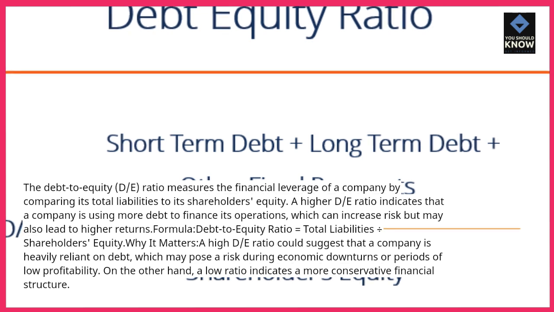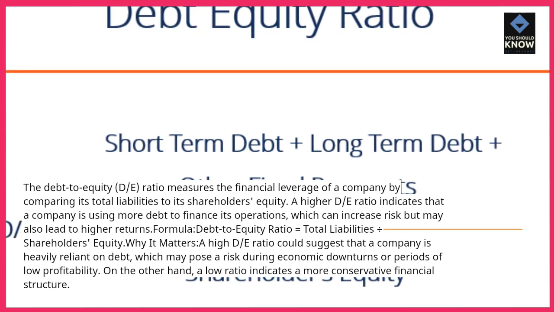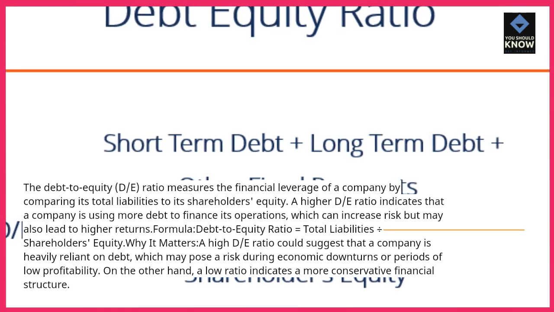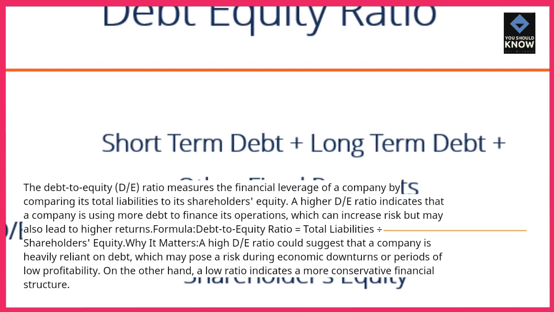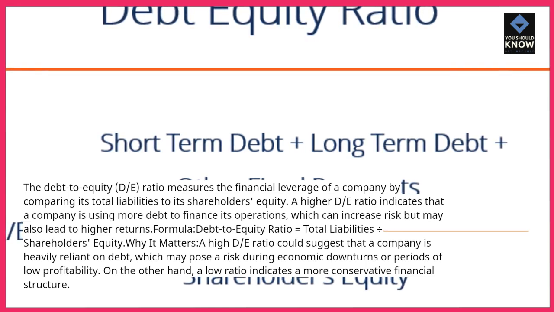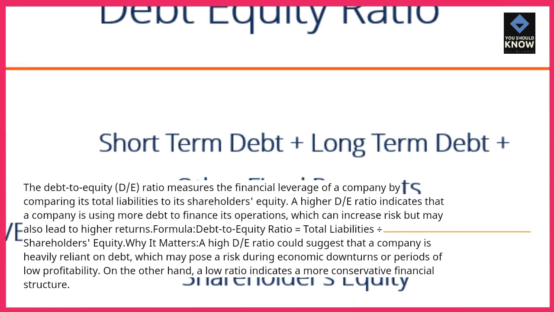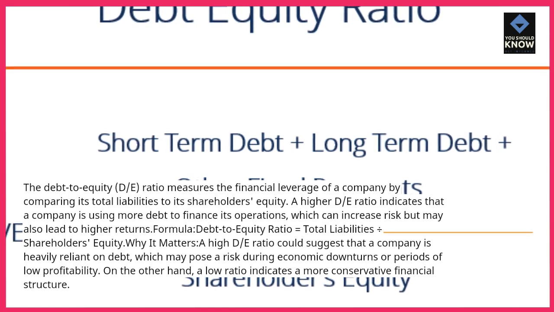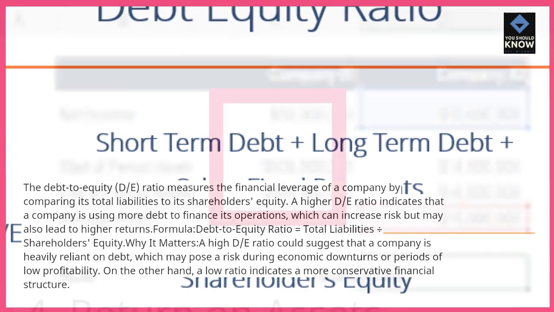Why it matters. A high D/E ratio could suggest that a company is heavily reliant on debt, which may pose a risk during economic downturns or periods of low profitability. On the other hand, a low ratio indicates a more conservative financial structure.